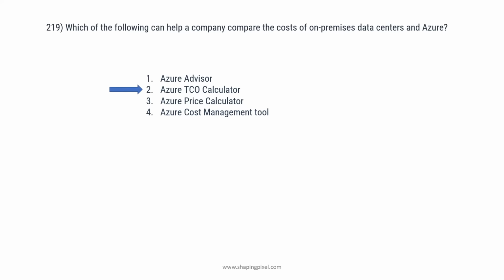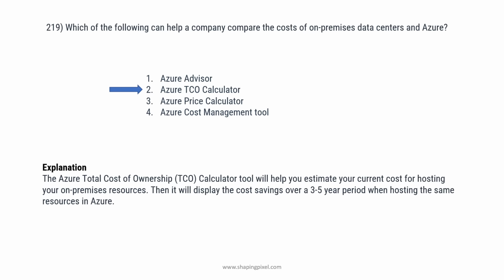So the right answer is option 2, Azure TCO Calculator. So Azure Total Cost of Ownership (TCO) Calculator tool will help you estimate your current cost for hosting your on-premises resources. Then it will display the cost saving over a 3 to 5 year period when hosting the same resource in Azure.